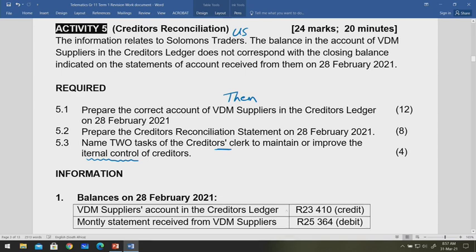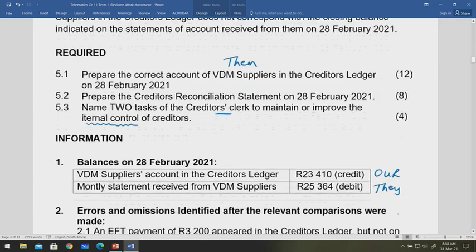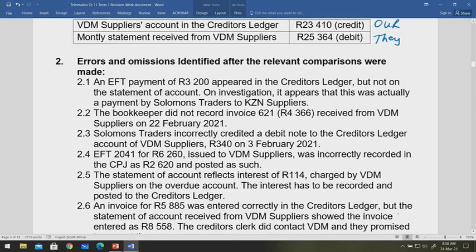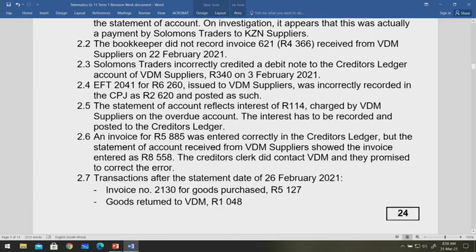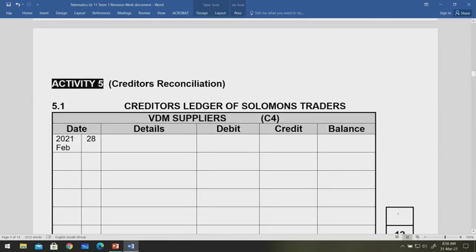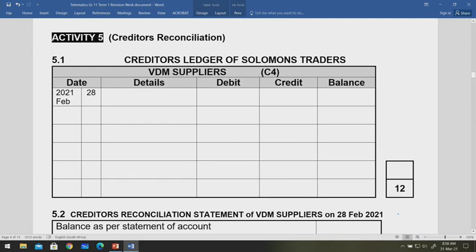In our books, we owe them 23,000. This is in our books. They say we owe them 25,000. And yet again, from the statement, it's a debit balance. In our books, it's a credit balance. So now we must reconcile. We must get these 2 the same. In this case, it's not the tick-off method, but they've already compared and they just give you the differences. And they ask us to show the creditor's ledger account as well as the creditor's reconciliation statement.